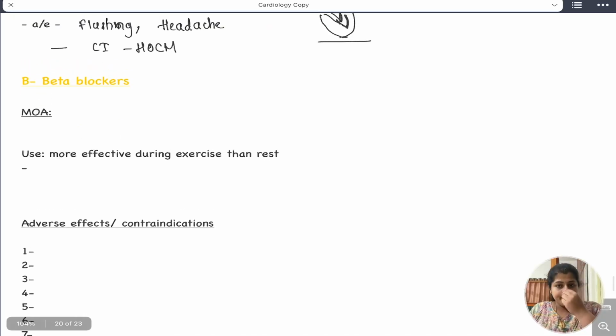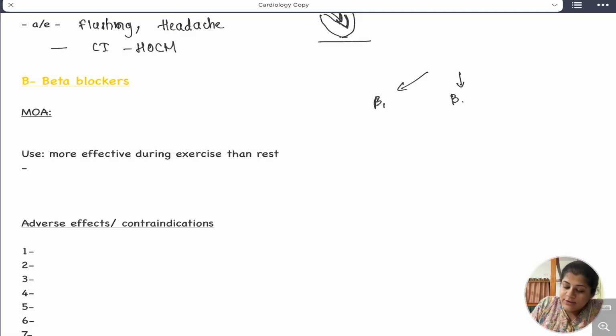These are beta blockers. Before going to beta blockers, let's quickly brush up on the autonomic nervous system. How many types of beta receptors are there? Mainly 3 types: beta 1, beta 2 and beta 3. Beta 1 is mainly present in the heart. If you stimulate beta 1, it increases heart rate, increases contractility, and also increases conduction of the heart.